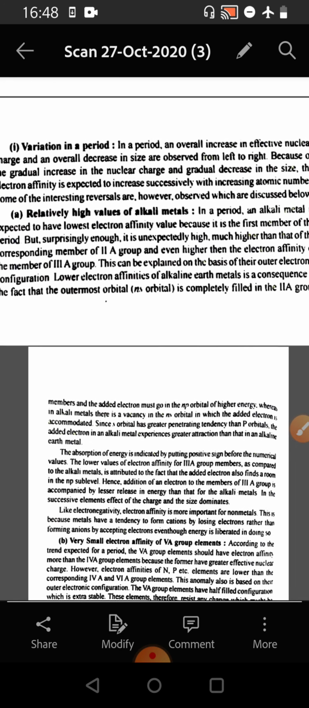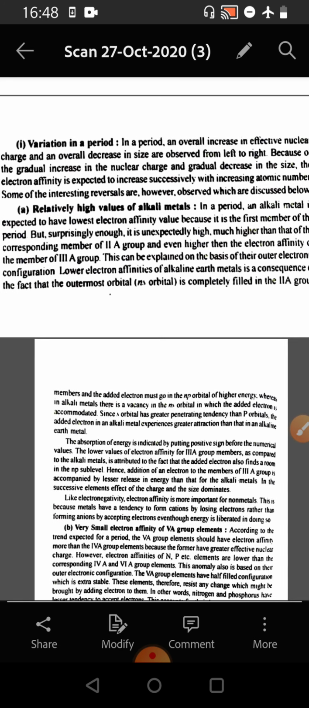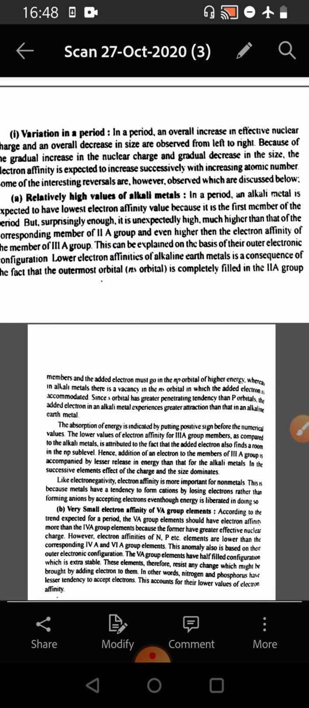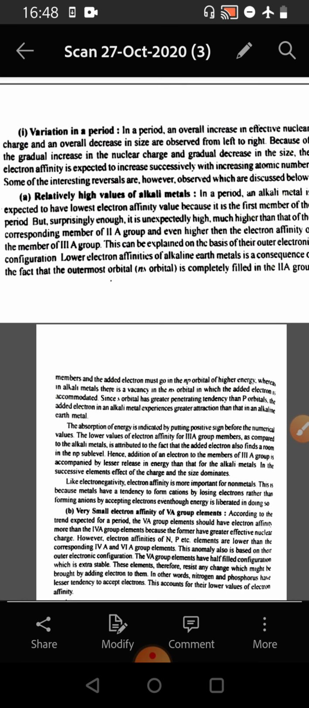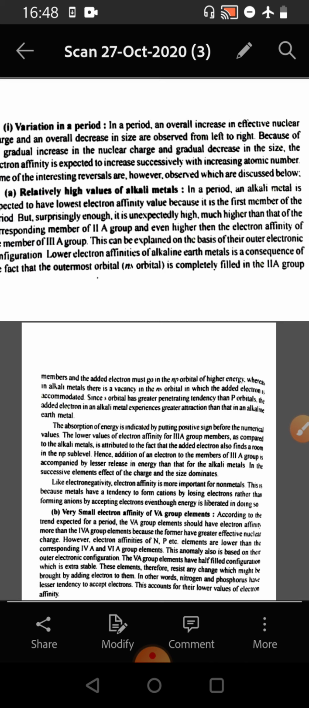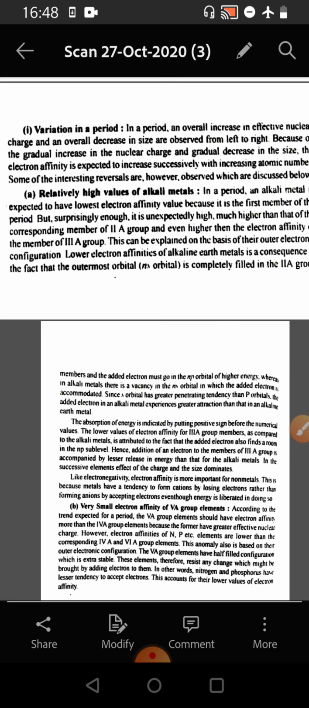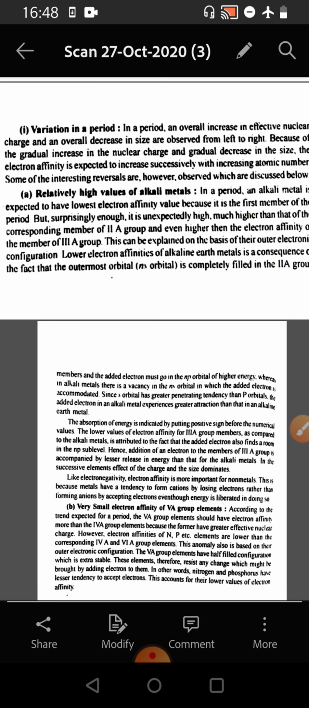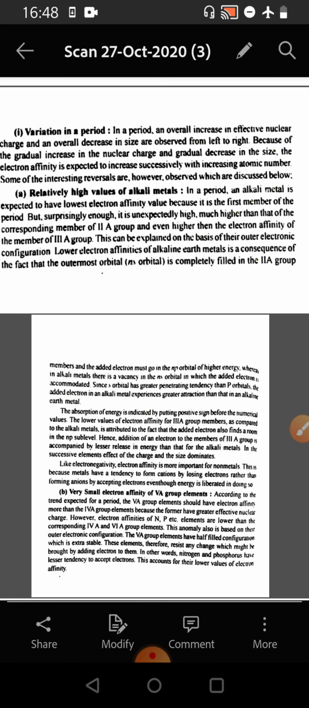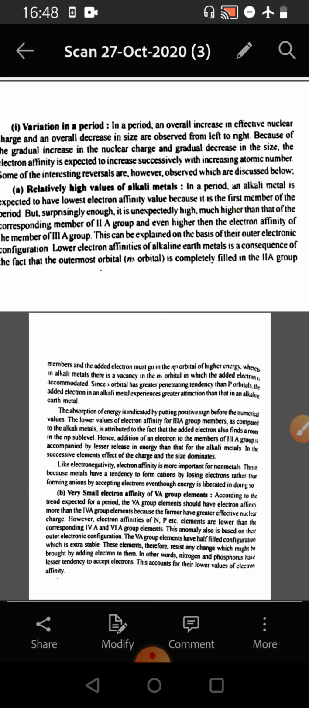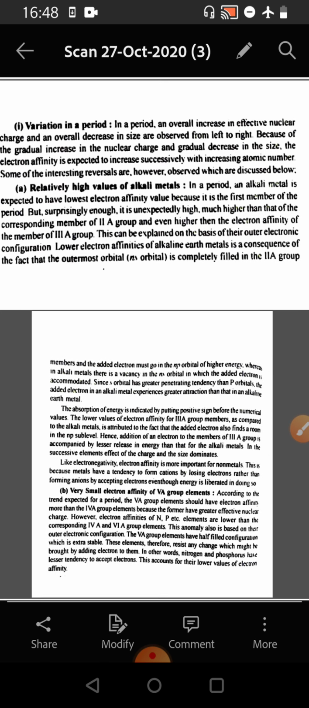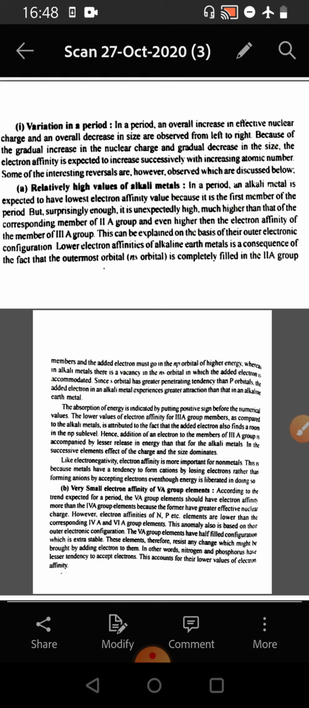The first is the relatively high value for all alkali metals. In a period, an alkali metal is expected to have the lowest electron affinity value because it is the first member of the period. But surprisingly, it is unexpectedly high, much higher than that of the corresponding member of the second A group and even higher than the electron affinity of the member of the third A group. This can be explained on the basis of their outer electronic configuration.